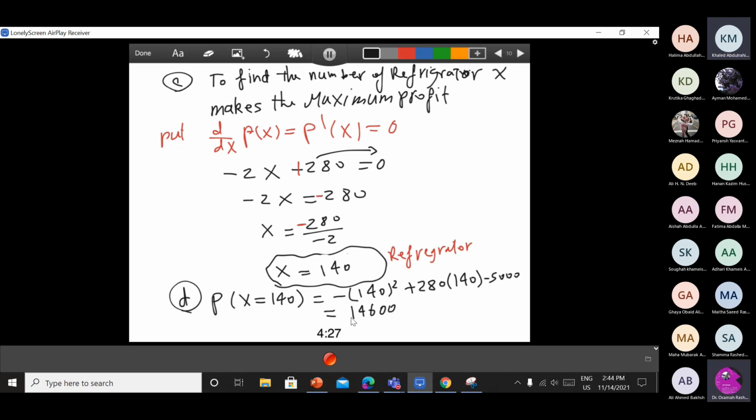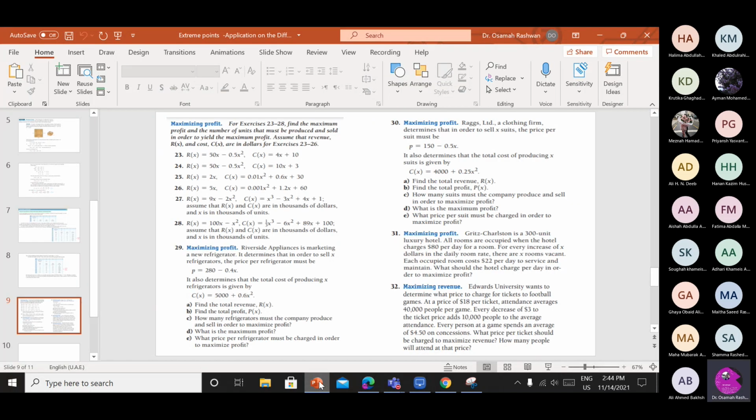14600? Yes. What is the unit of the profit here? It is dollar, dirham. He didn't mention dollars. Okay, if it is dollars, okay.